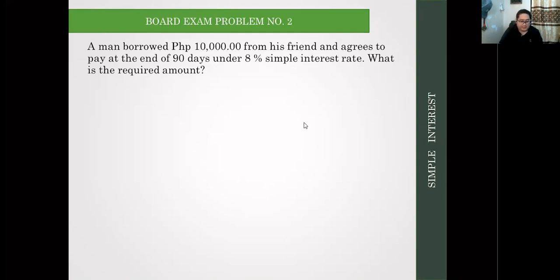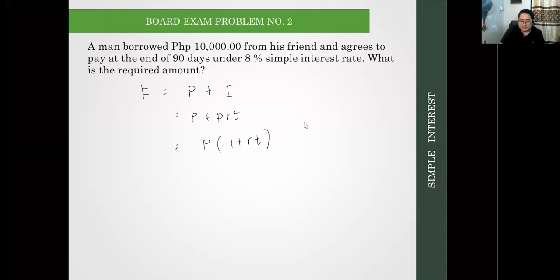What is the required amount? Okay. So, pinapanap sa atin yung future value ng magiging utang natin. What is the required amount at the end of 90 days plus yung interest natin. So, future value yung pinapanap sa atin. So again, future value is equal sa principal plus yung interest rate natin. Okay? And sa interest rate, again, ang formula natin is PRT. Okay? Kaya pwede natin factor out si P, that will be 1 plus RT.